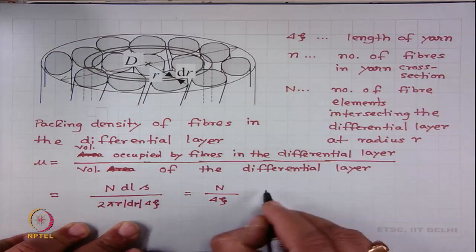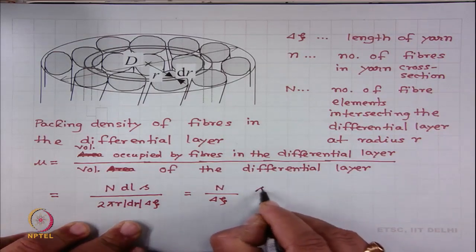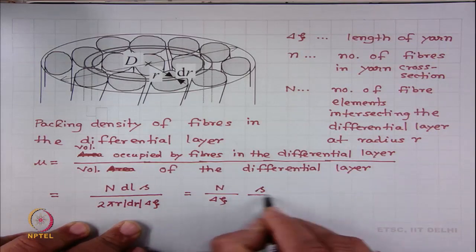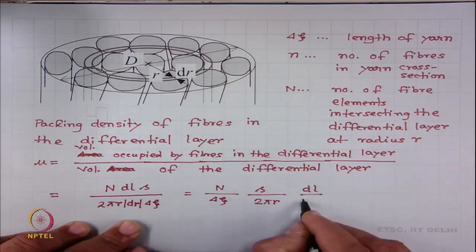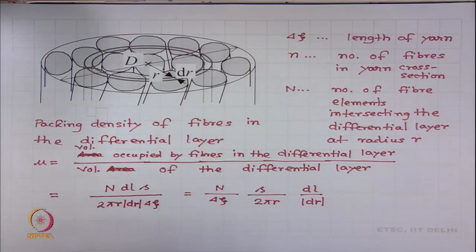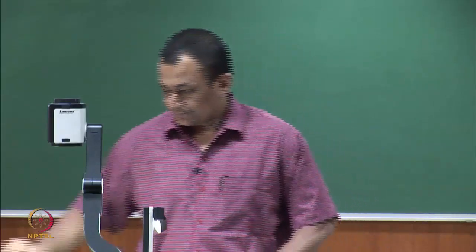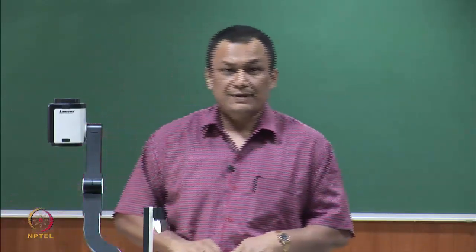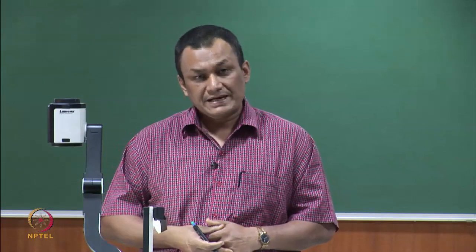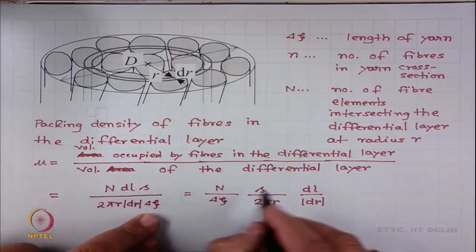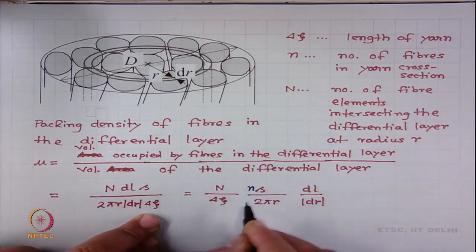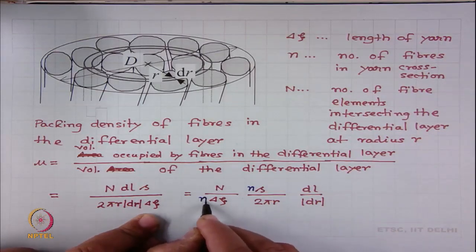this into s by 2 pi r into DL by DR, right. Now, we multiply and divide by small n. So, we multiply by small n, we divide by small n.